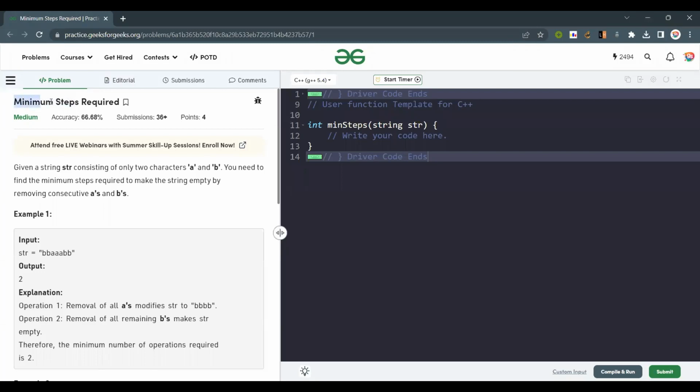Today we are going to solve the problem minimum steps required. Given a string str consisting of only two characters, a and b, you need to find the minimum steps required to make the string empty by removing consecutive a's and b's. So let's discuss the question.